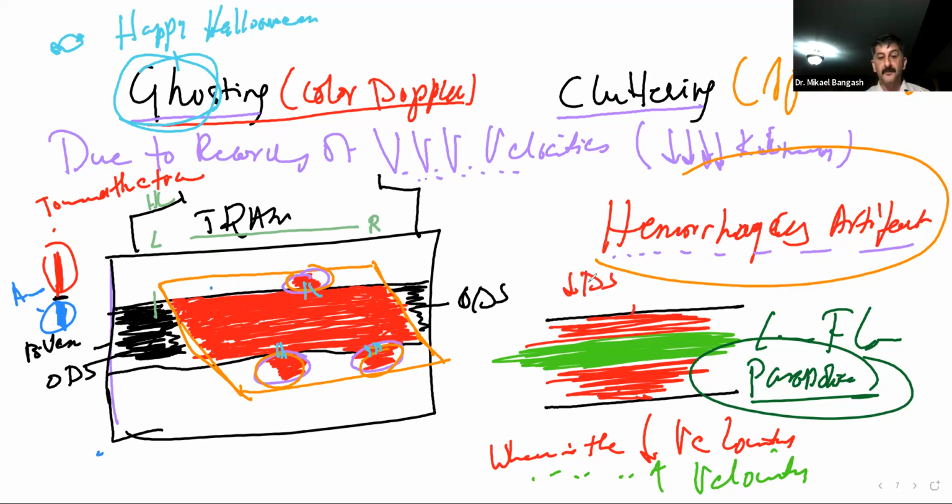And what are those lower velocities going to be? That'll be lower Doppler shifts. Whereas in the center of the blood vessel, that's where we had relatively greater Doppler shifts.